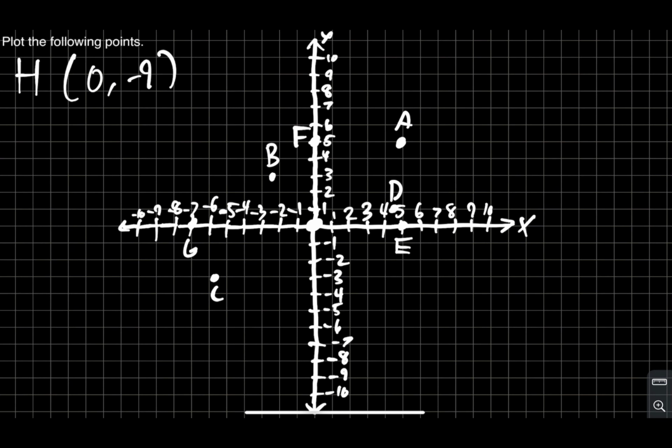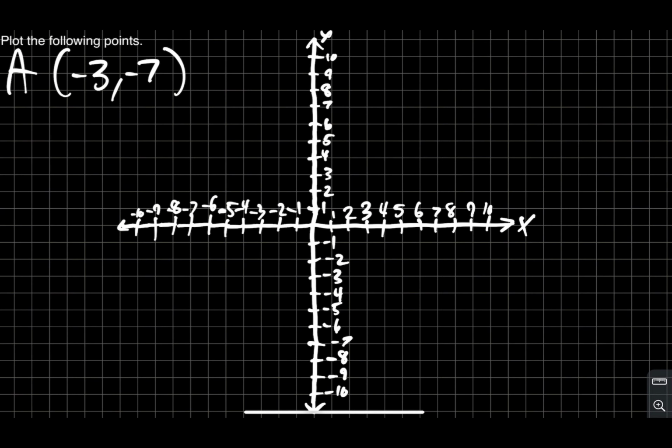Now for point H, it has an x value of 0 and a y value of -9. So if it has an x value of 0, it's going to stay in the middle with regards to x. So x is not going to move left or right. The point is only going to move up and down when we try to graph it. So it stays in the middle for x, and then y, it goes down to -9. So that's going to be your answer.